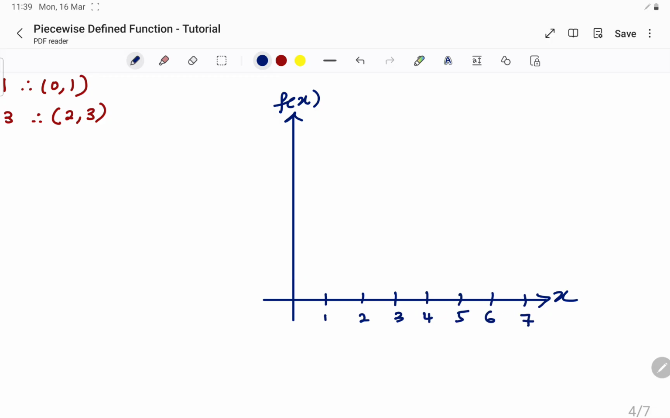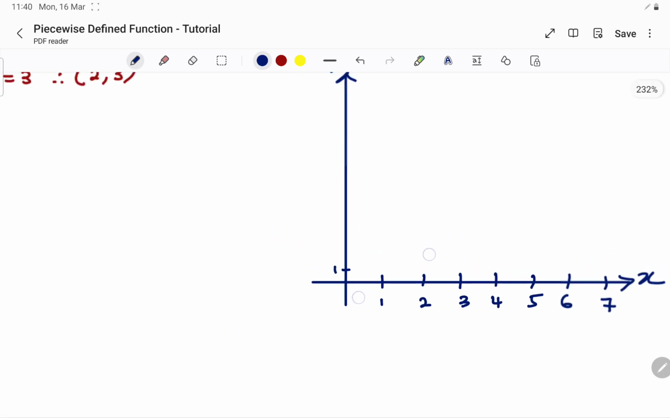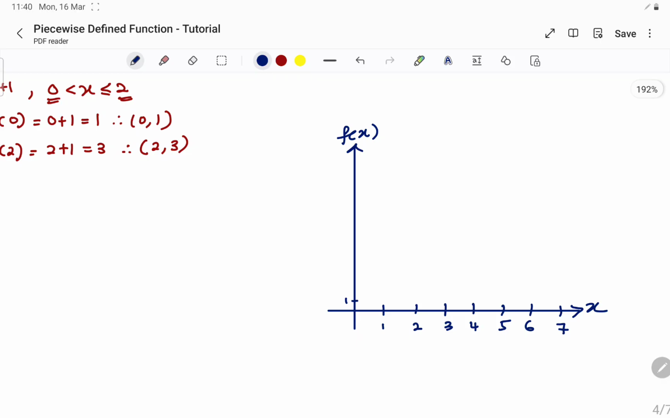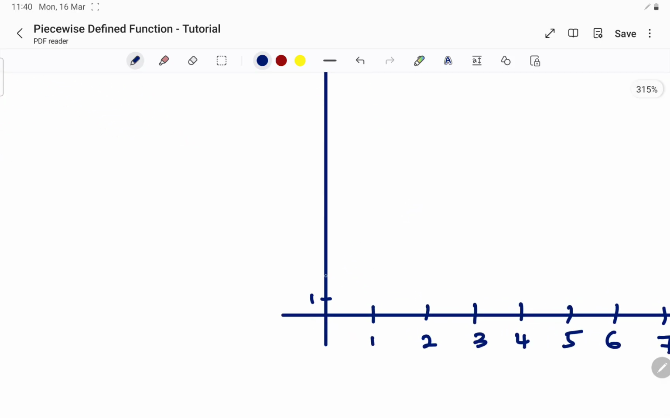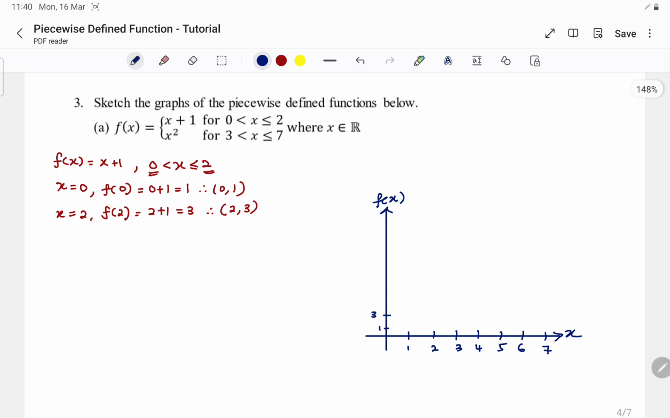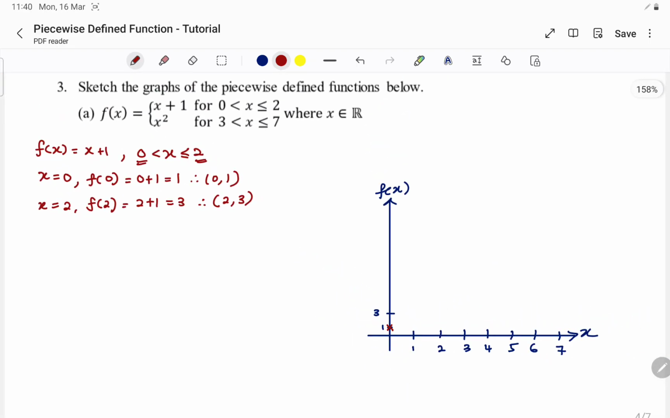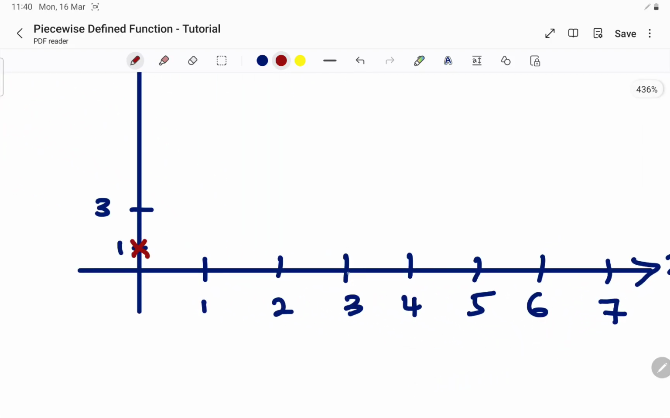Then here we'll put 1. Okay, then we have 0, 1 and also 2, 3. So here put maybe 3, no? Okay, so 0, 1. I'll mark 0, 1, the coordinate is supposed to be here, and then we have another one, 2, 3. 2, 3 is here.